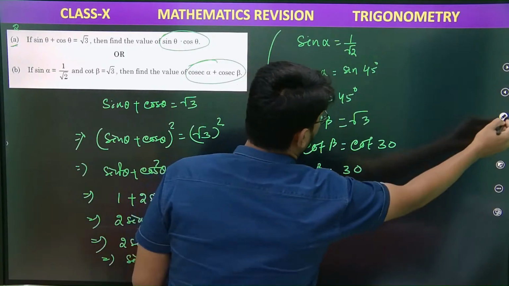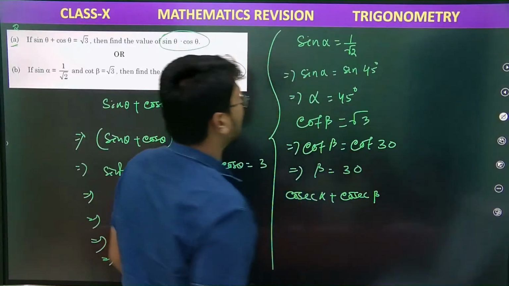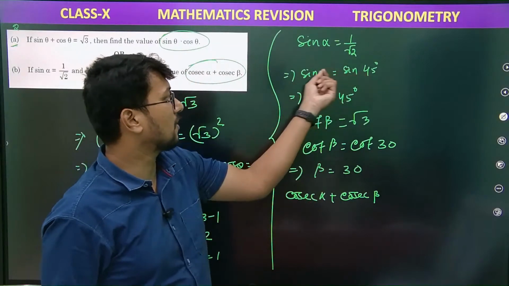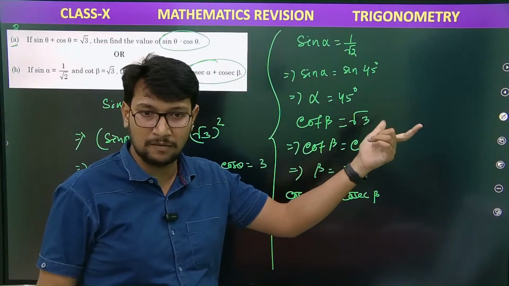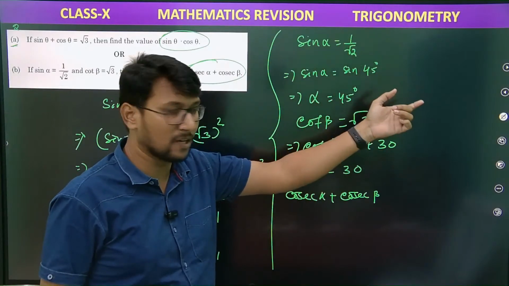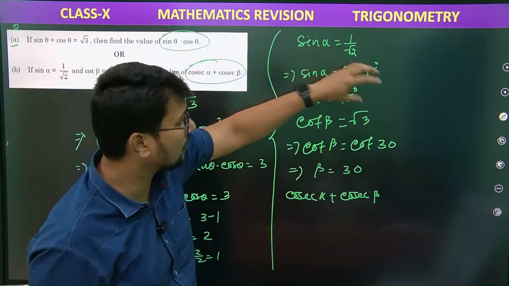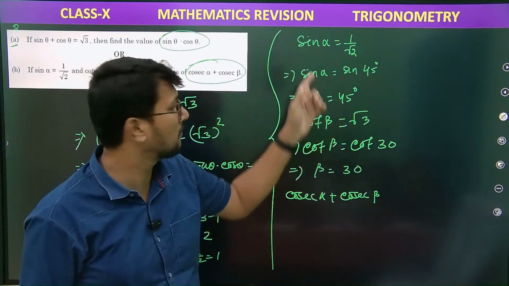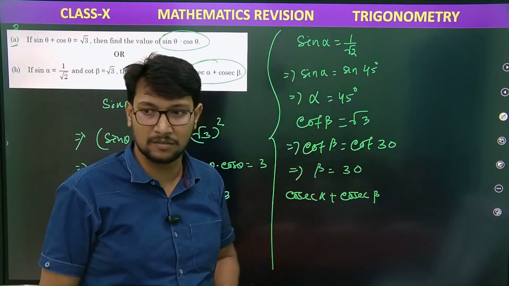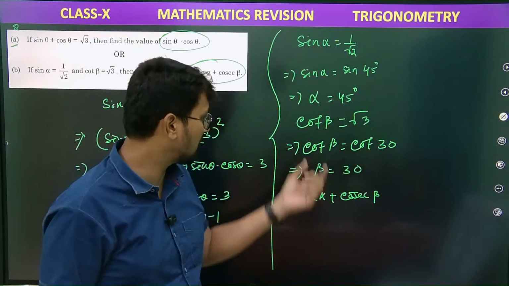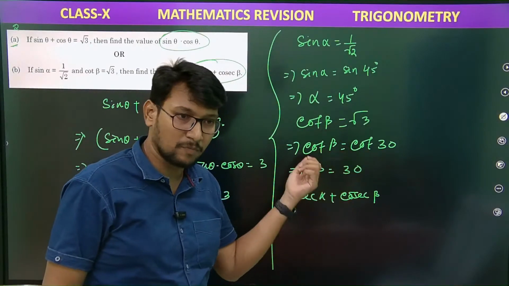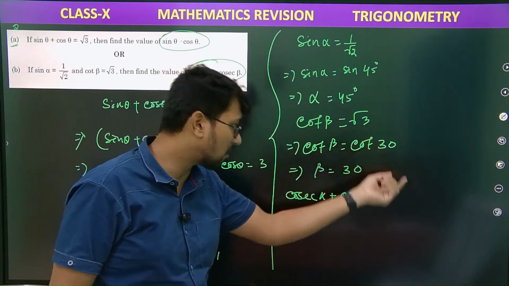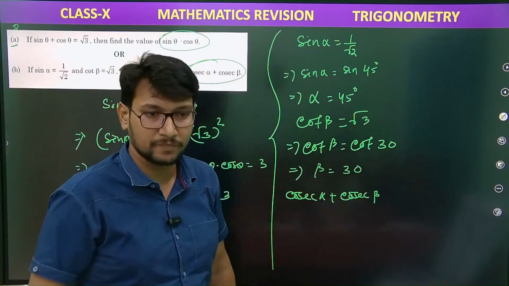See what I have seen many students doing generally. Instead of writing sin 45, they are directly writing sin alpha equals 45. That is wrong. Sin alpha is not 45. Sin alpha equals sin 45, hence alpha equals 45. But sin is not cancelled here. Sin is not cancelled. Similarly, cot beta is cot 30, cot is not cancelled. Beta is 30.